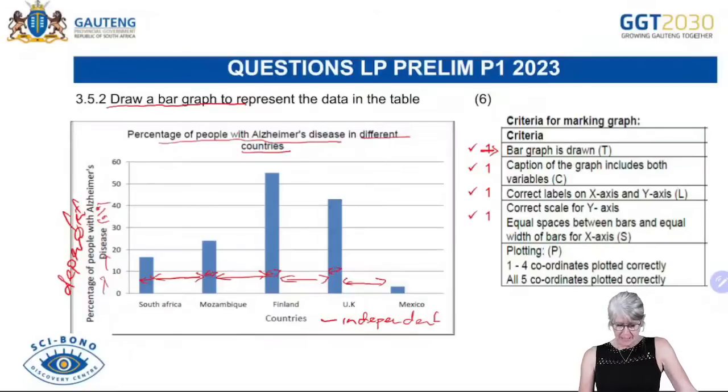So then from the table, I'm going to use those values and I plot them. And in this case, if I plot 1 to 4 correctly, then I'm going to get 1 mark. But if I plot all 5 of the bars correctly, then I'm going to get 2 marks. So actually, a graph is a very easy question. If you have practiced it and you know the difference between the graphs, it's very easy marks that you can get. So there's 6 marks there without too much difficulty.